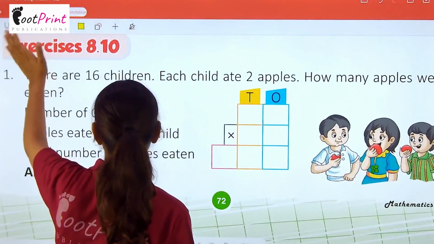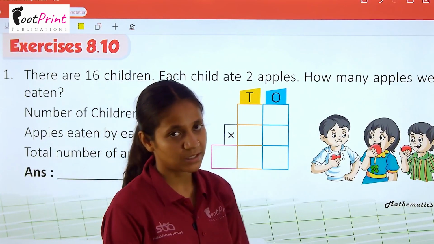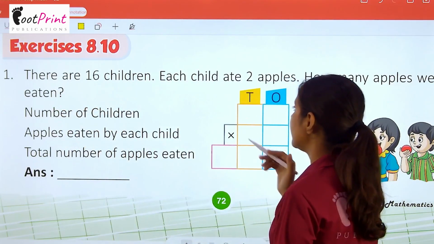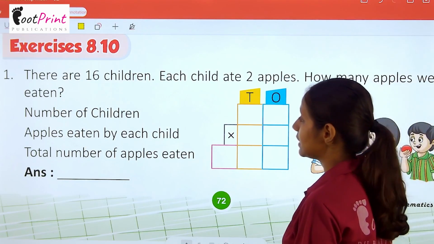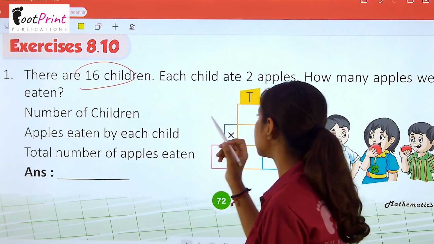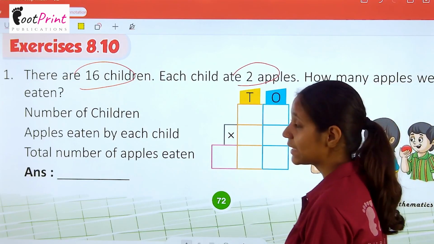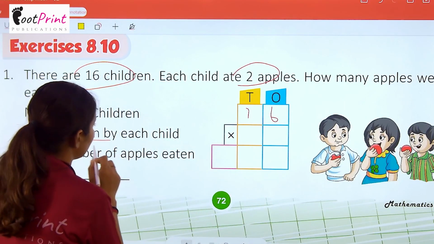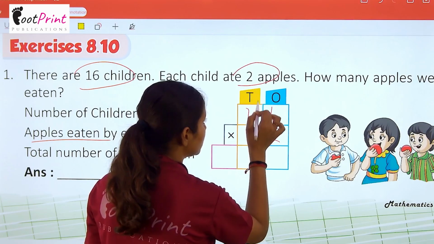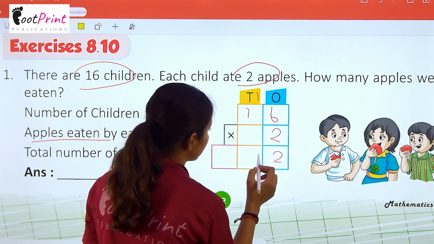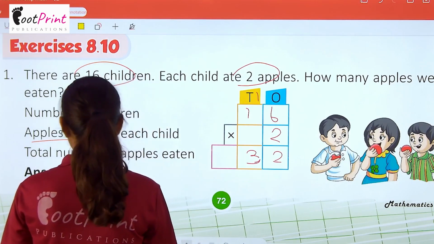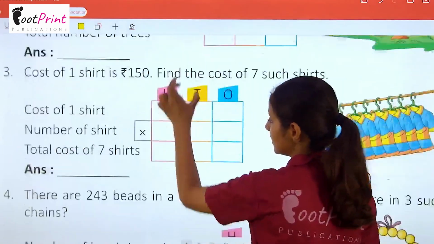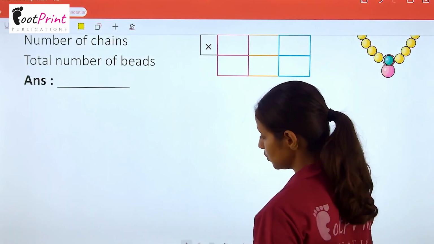Now we have exercise 8.10, the word problems explanation. So do this question by yourself. One I am doing for you. There are 16 children. Each child ate 2 apples. How many apples were eaten? So in total there were 16 children, and each child ate 2 apples. Tell me how many apples were eaten in total. Okay. So the number of children is 16 and each child ate 2 apples. 6 2s are 12 and 2 1s are 2 and plus 1 is 3. So 32 is the answer. So we can write here the total number of apples eaten is 32. Similarly, this part of the word problem exercise you have to do by yourself.